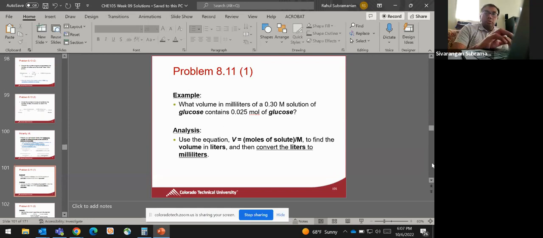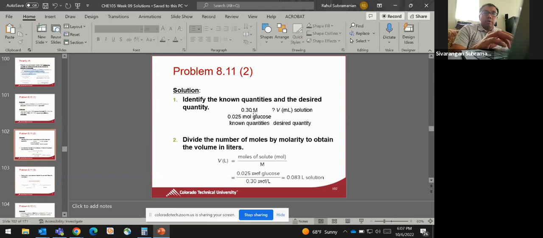Okay, so you know that the molarity 0.3 is nothing but quantity in number of moles divided by the liters. So the volume in liters, rearranging it, is going to be moles of solute divided by the concentration. If capital M is equal to moles of solute divided by the volume expressed in liters, and you're required to find capital V, the volume in liters, it just becomes moles of solute divided by the concentration.